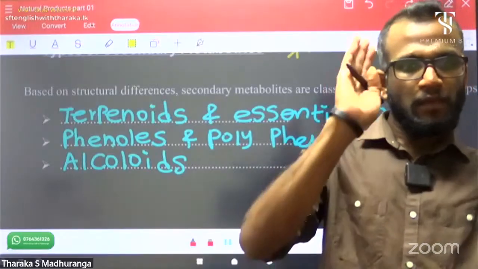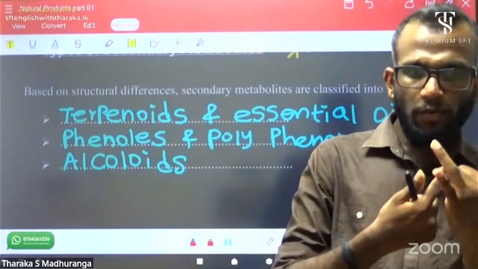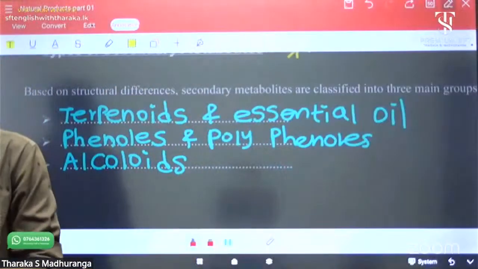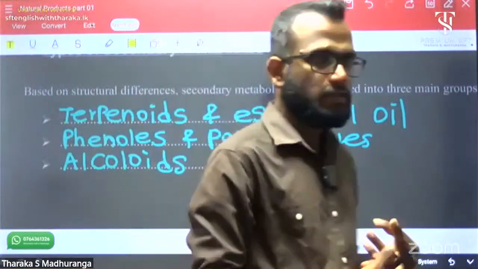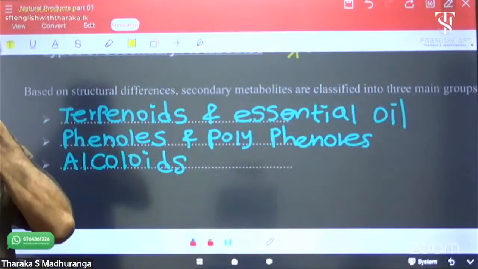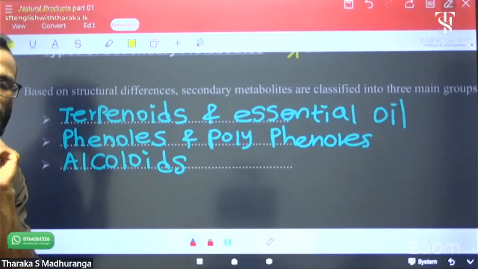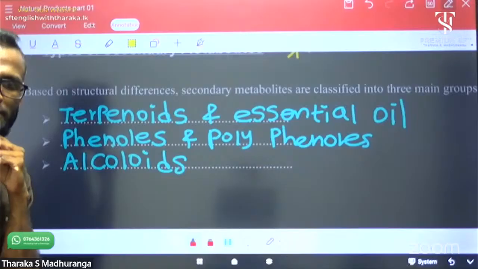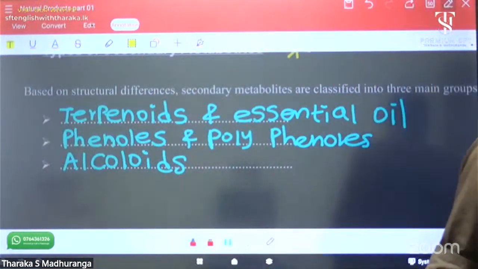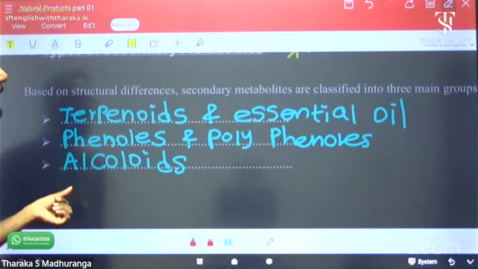Okay, we can write four types: terpenoid, essential oil, phenols and polyphenols, alkaloid. They are the main types of secondary metabolites. Note down: mainly three or four types of secondary metabolites: terpenoid, essential oil, phenol and polyphenol, alkaloid.